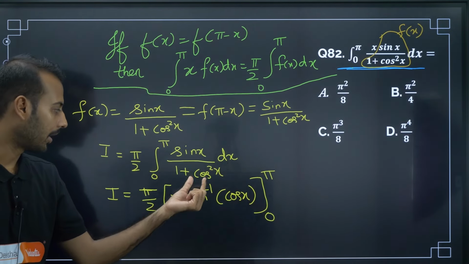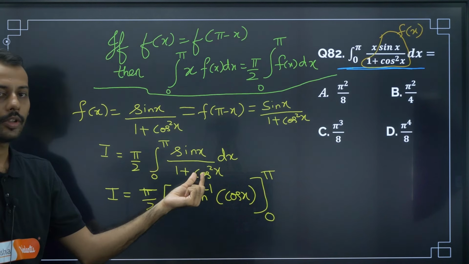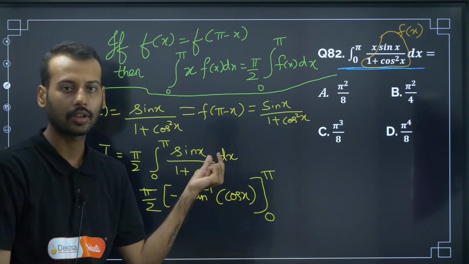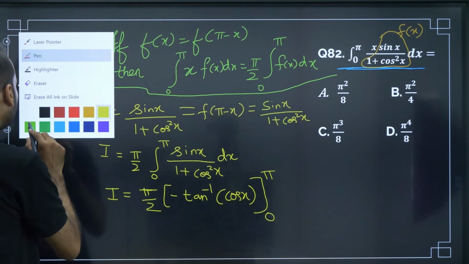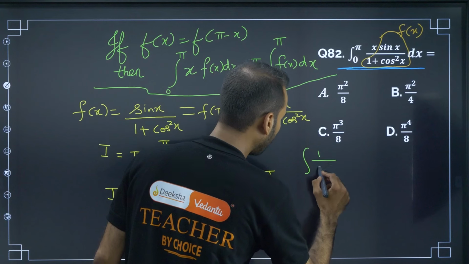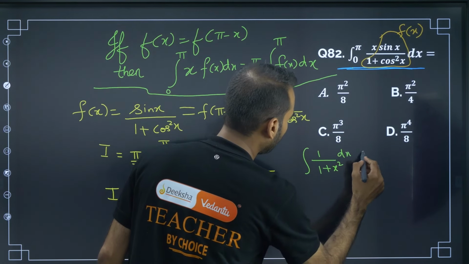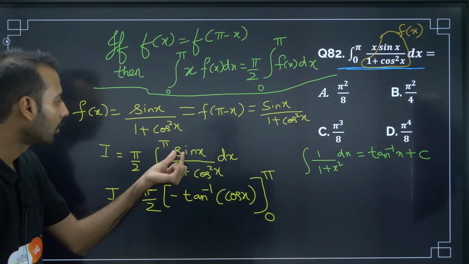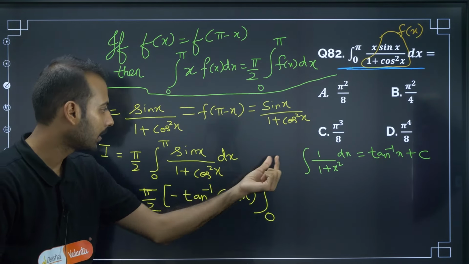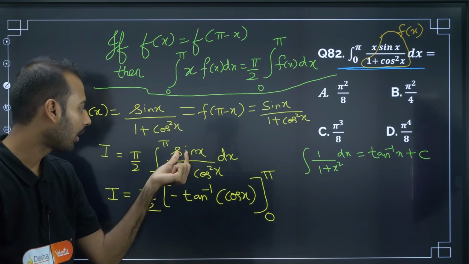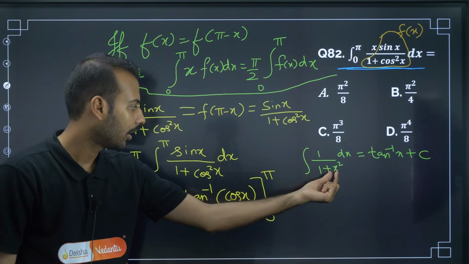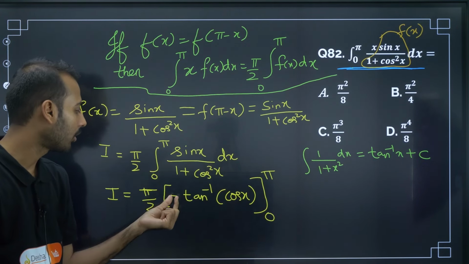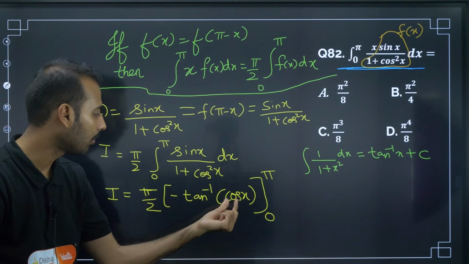See here, this is a standard integration, so try to relate it with integration of 1 by 1 plus x square. That function, it is related to that. Integration of 1 by 1 plus x square dx is tan inverse x plus c. Now you observe here, in place of x we are having cos x. Its differentiation is negative sin x. So that's why I have written negative, and then tan inverse of cos x in place of x.